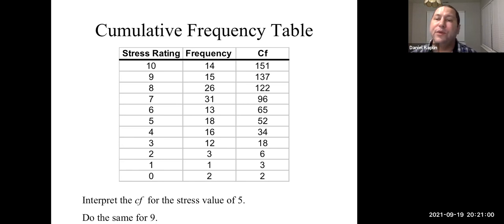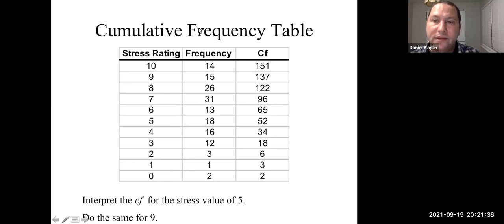Now, let's do the same thing for 9. So I'm going to find my stress rating 9 and go all the way across to the CF. And now my cursor is there, and in the CF column for 9, it says 137, right? So 137 respondents or members of my survey had a stress rating of 9 or less. And that's how you interpret cumulative frequency tables.